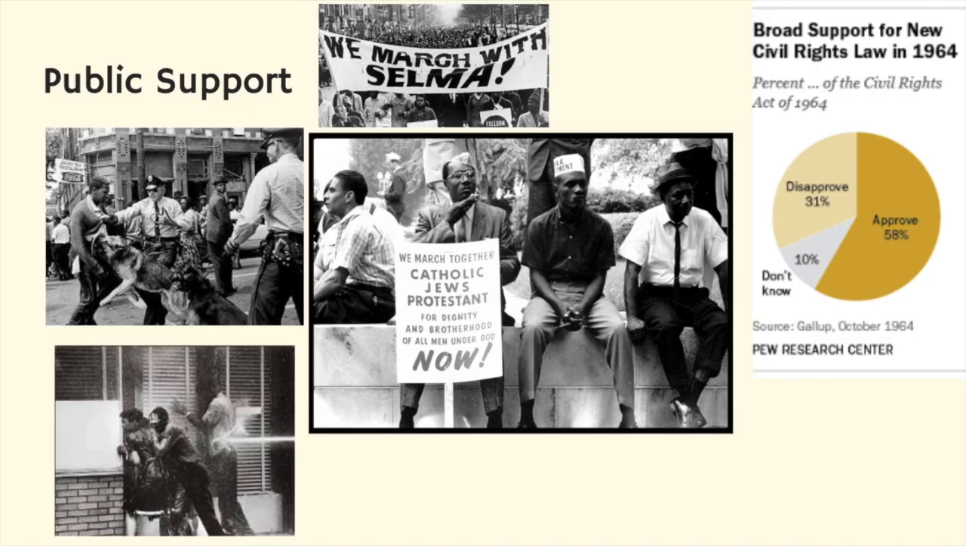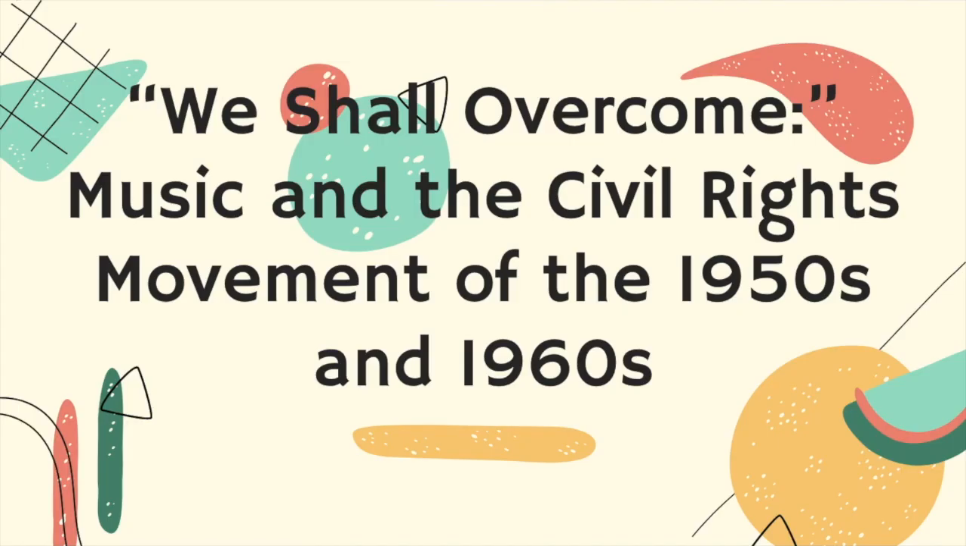I have some images here for you of some of that treatment. So officers would use their dogs to attack protesters, use fire hoses. I don't know that any of that would necessarily be new information. I'm sure that's something you've learned before. But by 1964, more people approved of the Civil Rights Act than disapproved. So I mean, I guess that's a good sign, but 30% is still an alarming percent that believes that people of color don't deserve the same voting rights as white people.